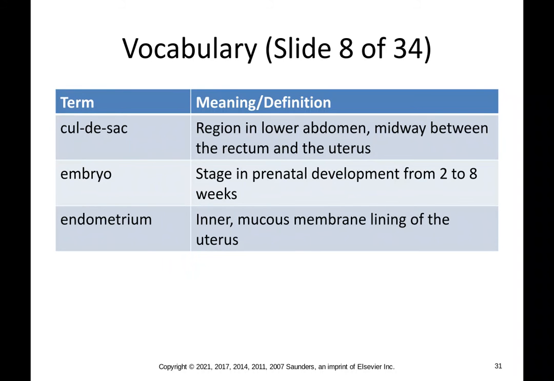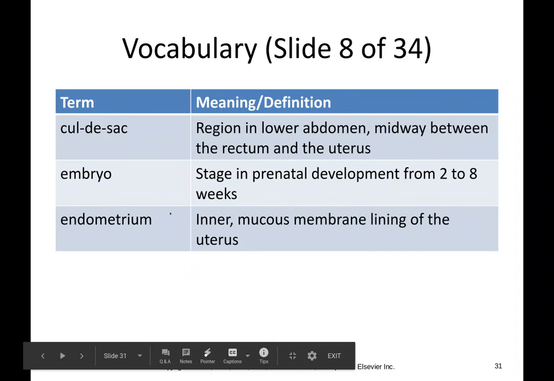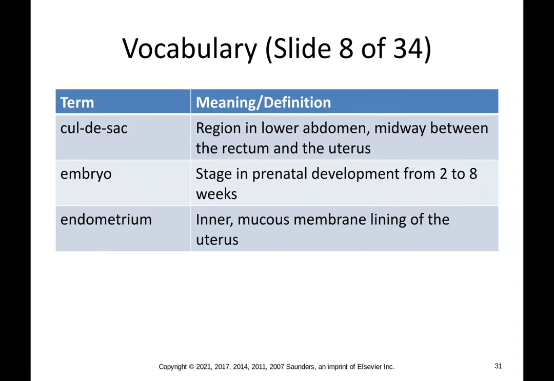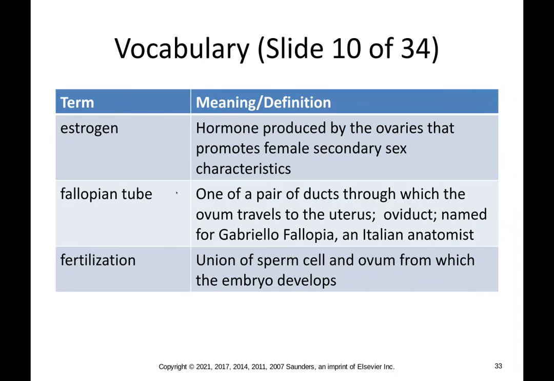Cul-de-sac is the region in the lower abdomen midway between the rectum and the uterus. Embryo is the stage in prenatal development from 2 to 8 weeks. The endometrium is the inner mucous membrane lining of the uterus. Estrogen. This is the hormone produced by the ovaries that promotes female secondary sex characteristics.